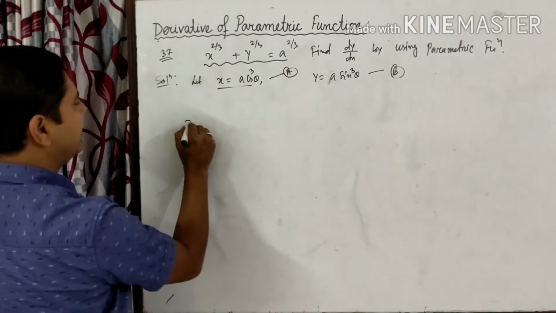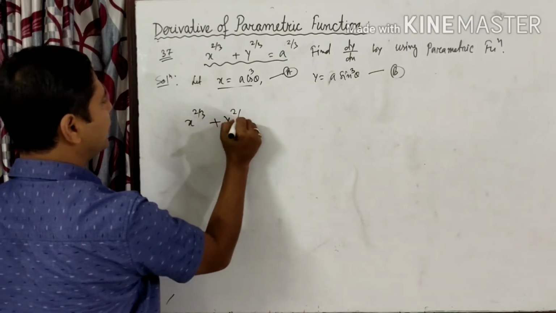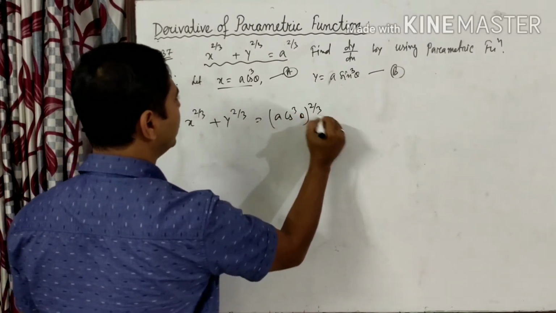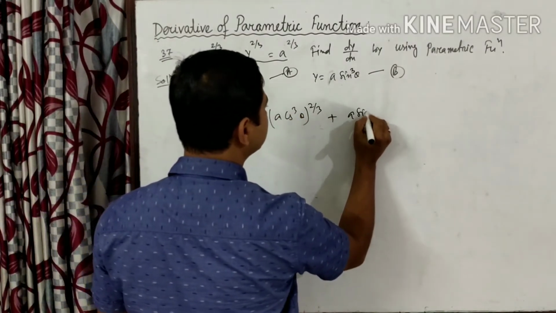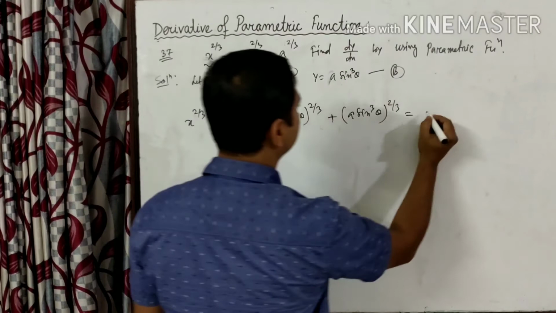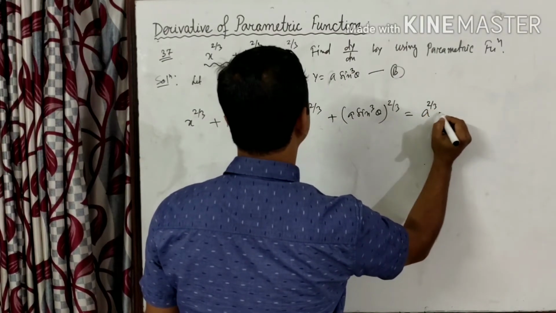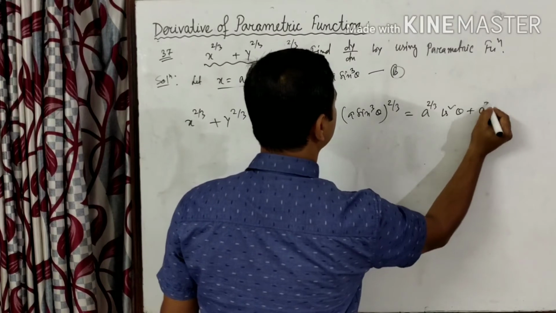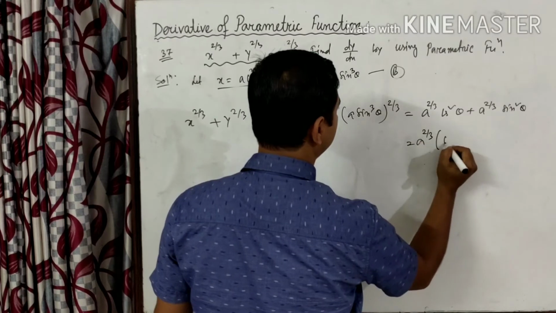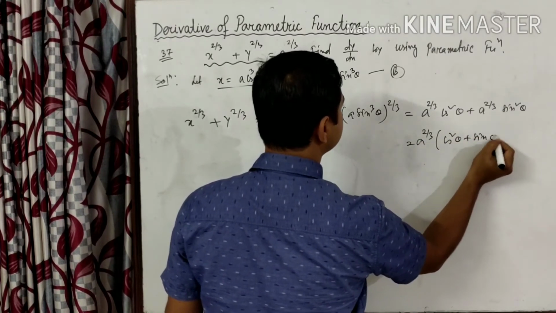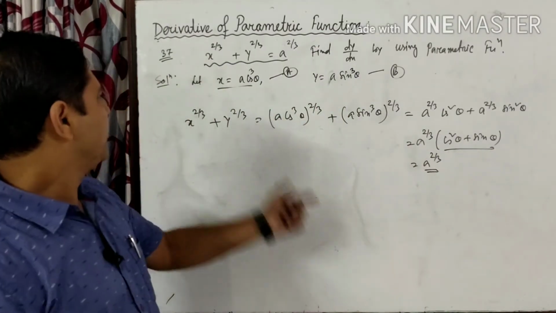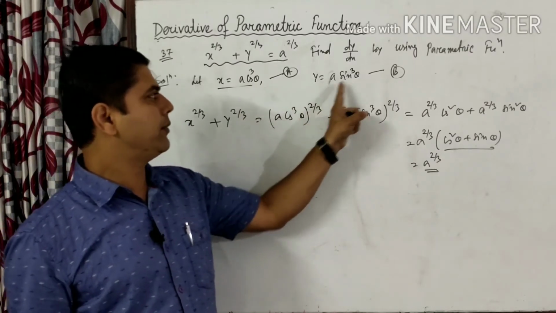Let us put these in the parametric form into x to the power 2 by 3 plus y to the power 2 by 3. X means a cos cube theta whole to the power 2 by 3. Y means a sin cube theta whole to the power 2 by 3. Simplify it: a to the power 2 by 3 cos square theta plus a to the power 2 by 3 sin square theta. So finally a to the power 2 by 3 times cos square theta plus sin square theta, which is a to the power 2 by 3. This value is equal to 1.